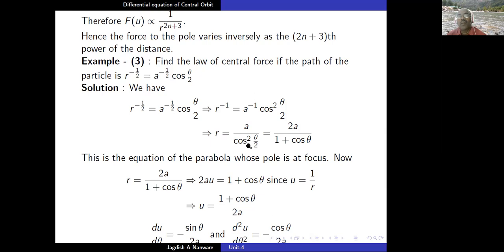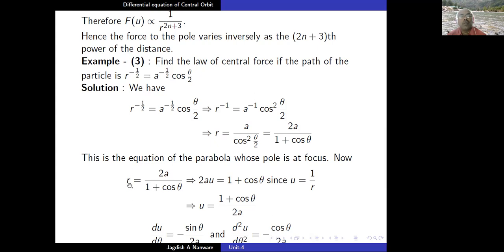But what is cos square theta by 2? We write the formula. It is nothing but 1 plus cos theta upon 2. And we get this. So r is equal to twice a upon 1 plus cos theta. So what is this? This represents equation of parabola whose pole is at focus, right? Now we have this expression. Now we solve it for u by taking u is equal to 1 by r. So you take the reciprocal of this. So it is nothing but 1 by r is equal to 1 plus cos theta upon twice a, right?